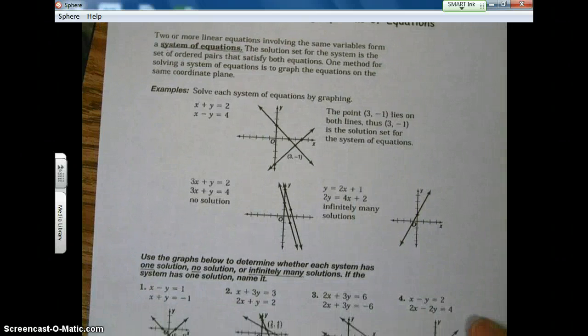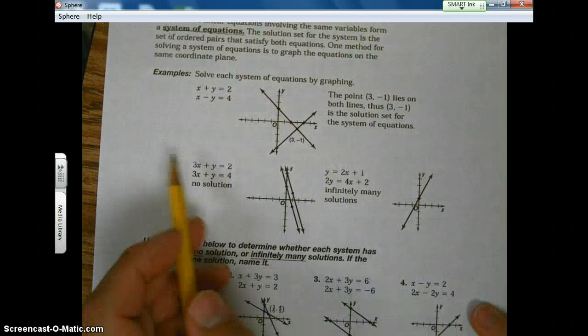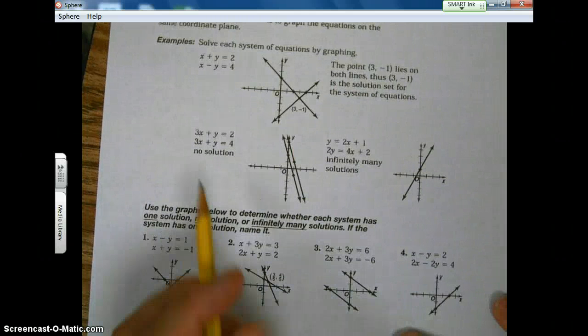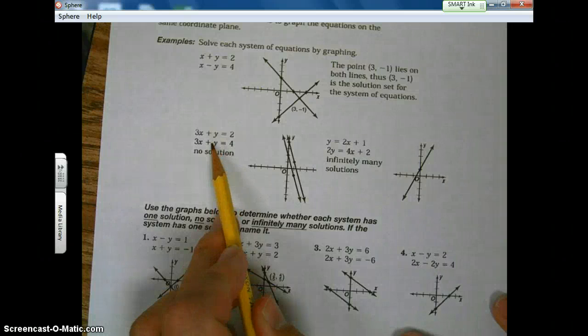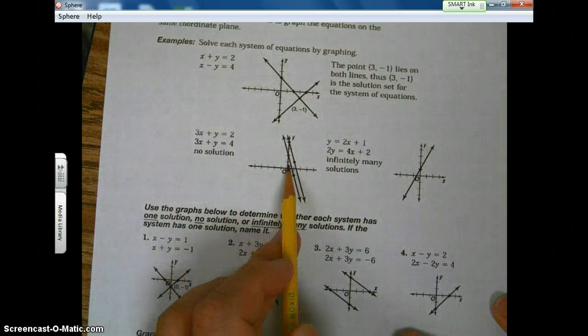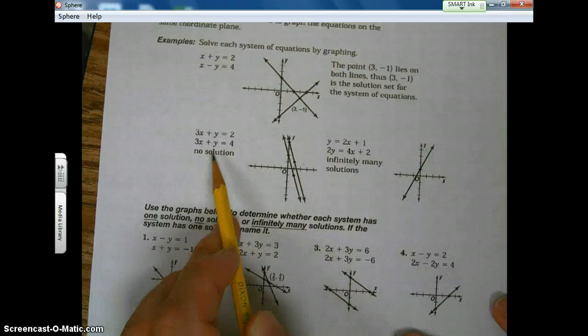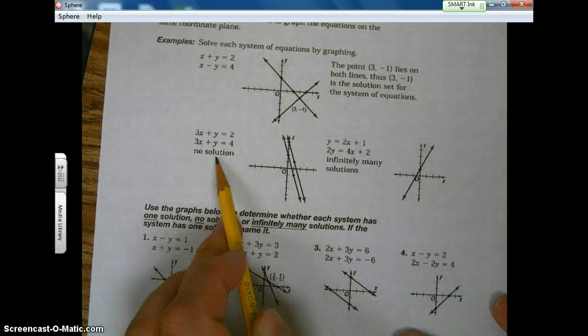Let's take a look at another possible solution. That's one solution. Okay, here we have two lines. They're graphed over here, and they do not intersect. They have no points in common, neither of these lines. So we would say no solution.